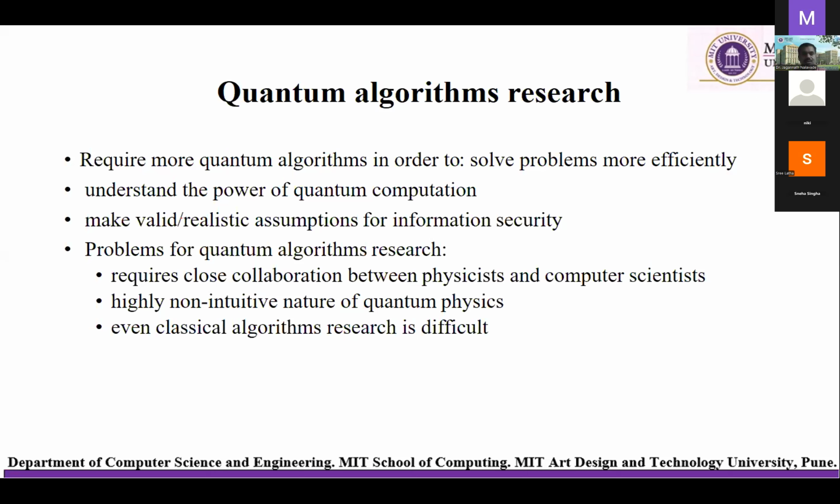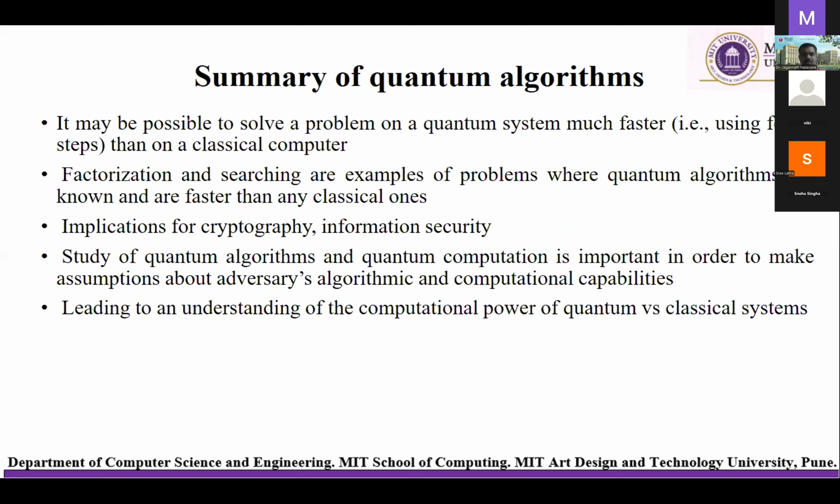Then make valid realistic assumptions for information security. Problems for quantum algorithms research: it requires close collaboration between physicists and computer scientists. The highly non-intuitive nature of quantum physics, and even classical algorithms research is also difficult. So these are the problems for quantum computer algorithms research given here.